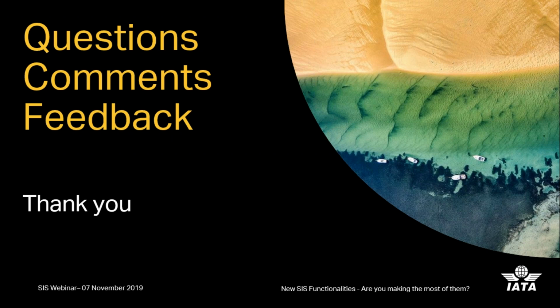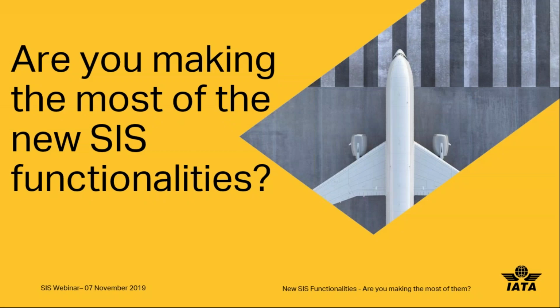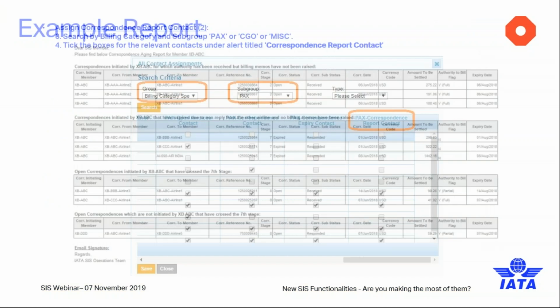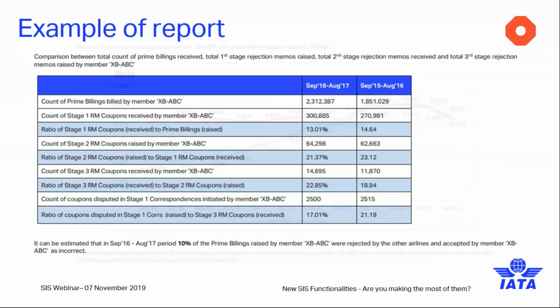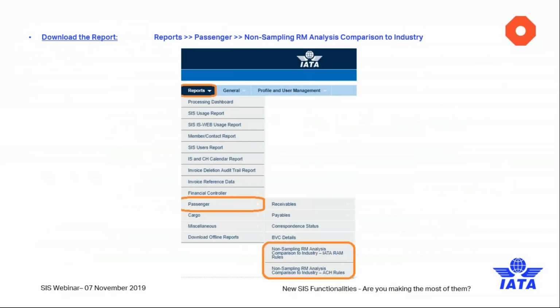That's a good question. It is generated, and I will take you back to that screen. It is generated based on a prompt action by the user in the reports module of SIS. On the screen, I'm displaying how you go about accessing the rejection memo analysis report. It's under the SIS module titled reports, then passenger, then you would see the option for your report. You click the option and it immediately downloads the report for you. There's no other steps required.